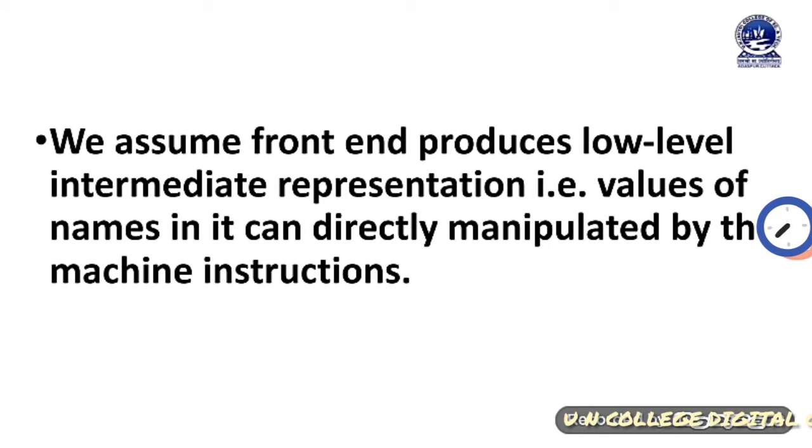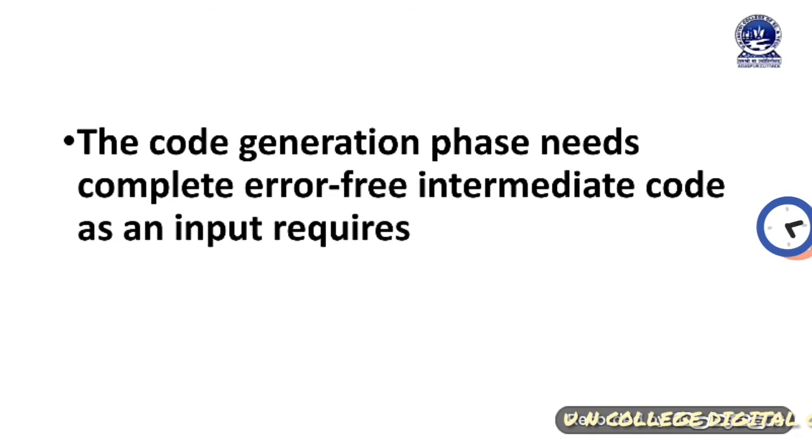We assume that the front end produces low level intermediate representation, that is, the values of names in it can be directly manipulated by the machine instructions. The code generation phase requires complete, error-free intermediate code as an input.